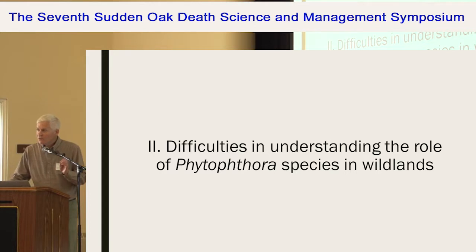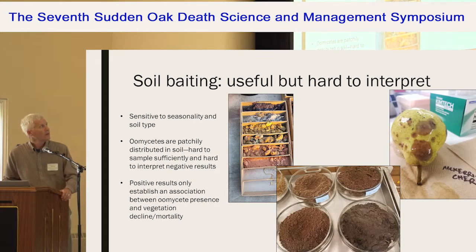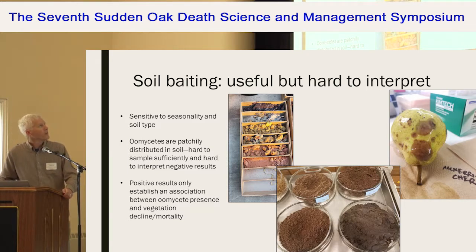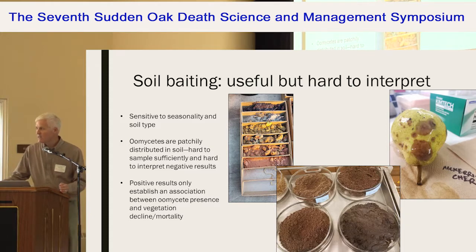I want to do a second section here just to remind everybody of why the picture can be complicated when you're trying to figure out what kinds of damage Phytophthora is causing out there to trees. Soil baiting is a very useful technique, and you've heard a lot about it today, and you've seen a lot of pictures of pears, and hopefully you ate something at lunch too. It's really useful. It's sensitive to seasonality, as we've seen, and it's sensitive to the soil type as well.